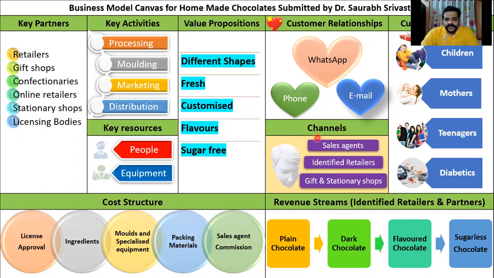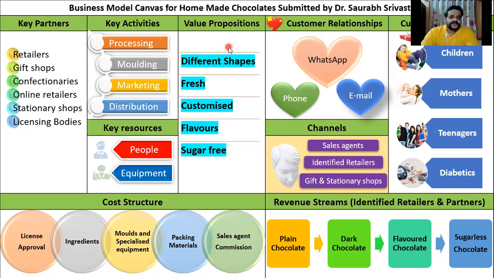Thinking of the channel, as we see here, the channel which I have identified is basically sales agents initially, who will be working on commission basis, I think around 10 to 15% depending upon the amount of sales that they make. Then again, we have identified the retailers, and gift and stationery shops, which will be acting as a channel of distribution where you can sell the products.